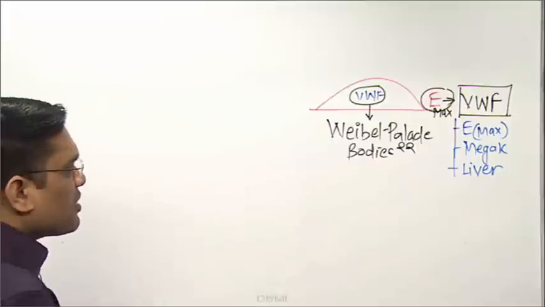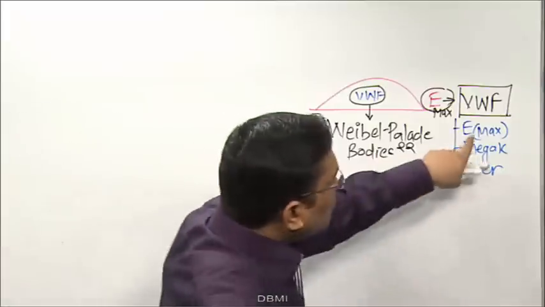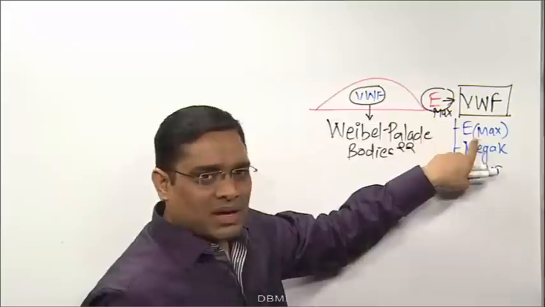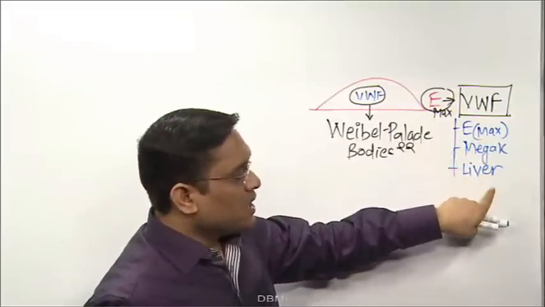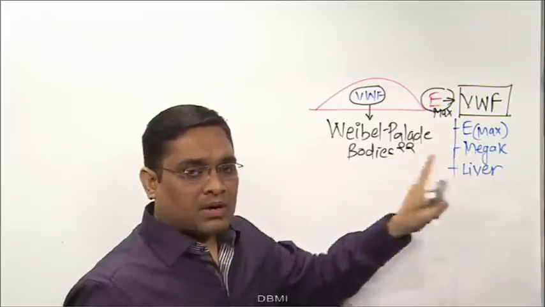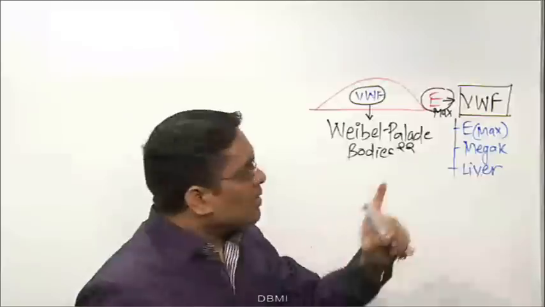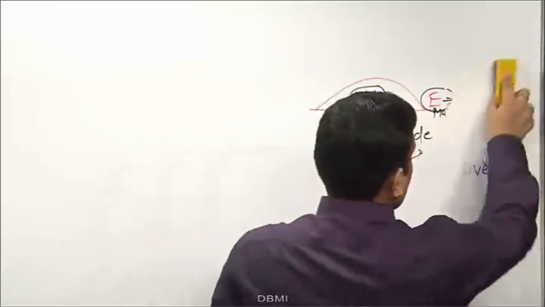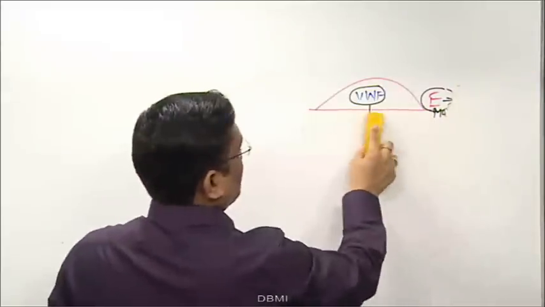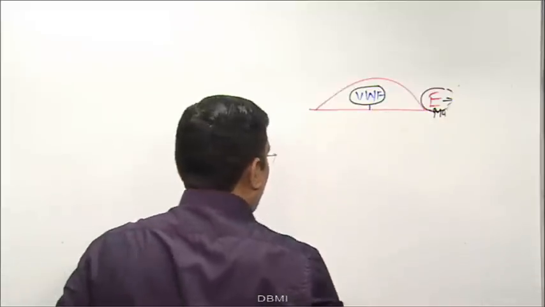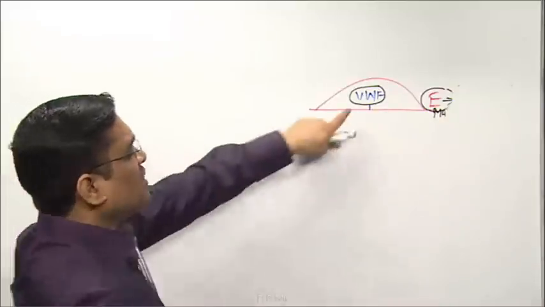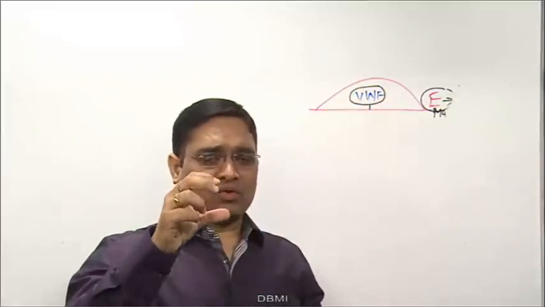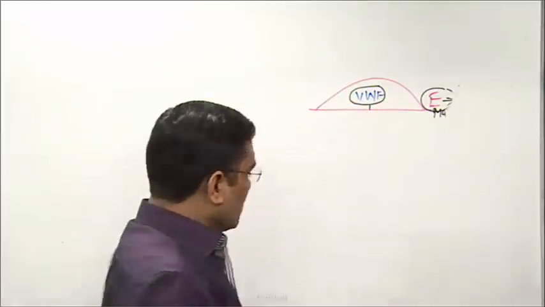So this is some important information. Here I just want to convey one thing: von Willebrand factor is synthesized by endothelium, megakaryocyte, liver, all of them. But the maximum source of von Willebrand factor is endothelium. This endothelium will have von Willebrand factor inside a storage body known as Weibel-Palade body.